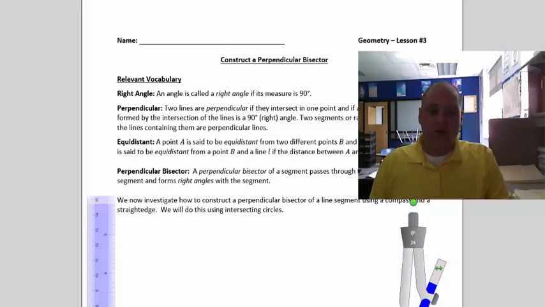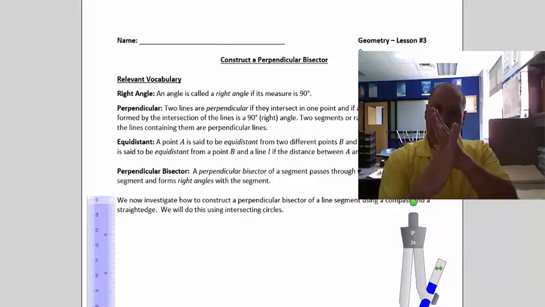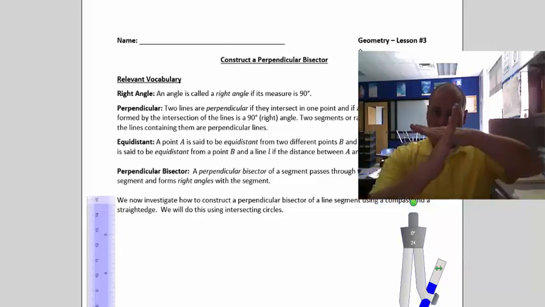So that's what it says right here. So basically, a perfect T, just like that. That's perpendicular when two lines do that. If they're like this, they're not perpendicular. If they're perfect like that, they're perpendicular when you see right angles.